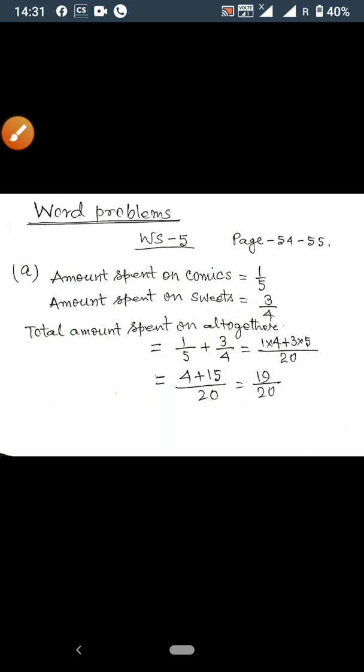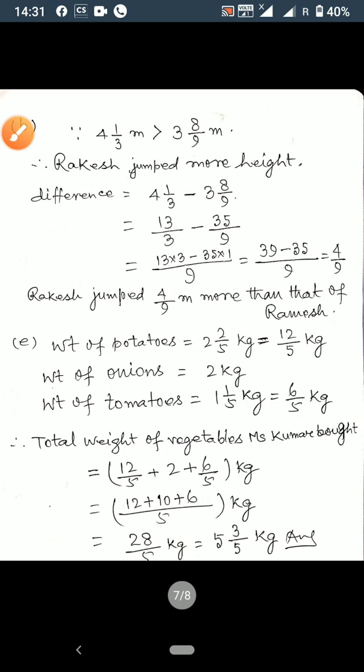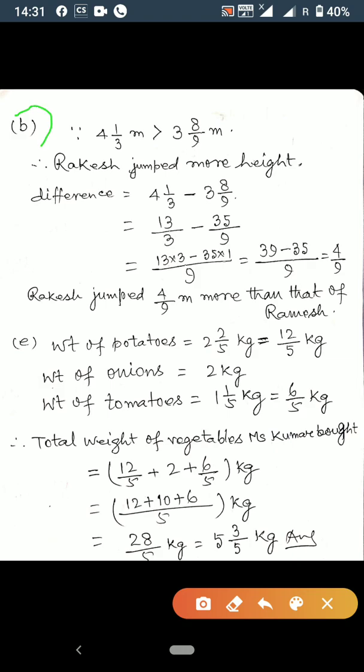Now question B. In a high jump contest, Ramesh jumped 3 whole 8 by 9 meter and Rakesh jumped 4 whole 1 by 3 meter. Who jumped more? 4 whole 1 by 3 is greater than 3 whole 8 by 9 meter. Therefore, Rakesh jumped more height, and therefore their difference equal to 4 whole 1 by 3 minus 3 whole 8 by 9.